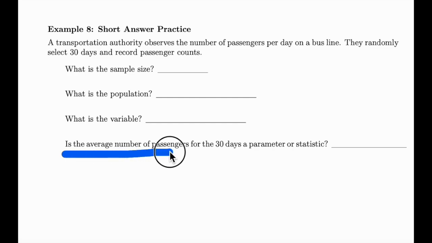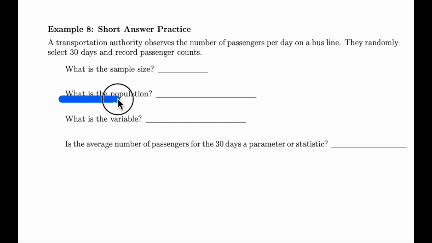Is the average of passengers for the 30 days a parameter or a statistic? Since the population is all of the possible days, and we're only collecting a sample of 30 days, when we calculate the average based on just those 30 days, that is based on a sample. So when I find the average for those 30 days, since it's based on the sample, it is going to be considered a statistic.